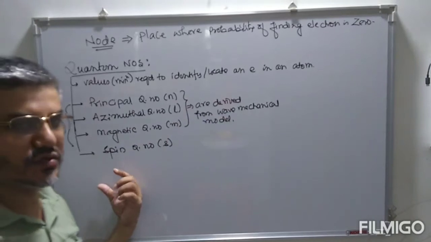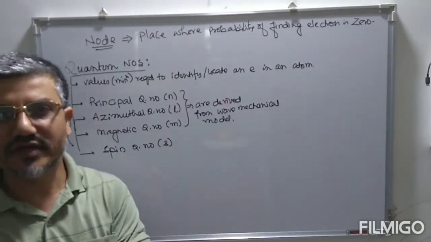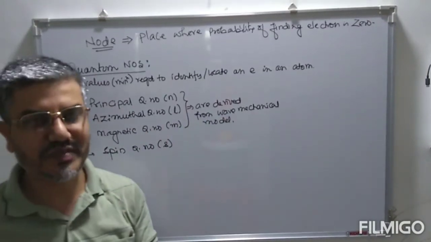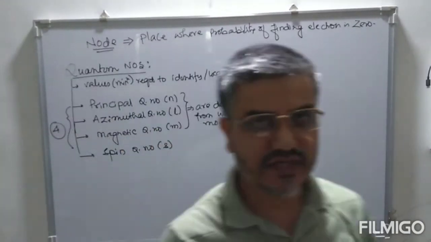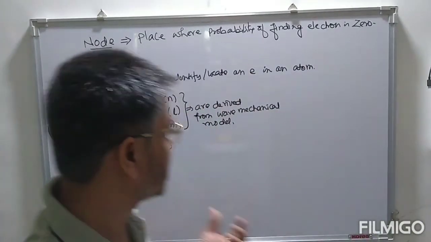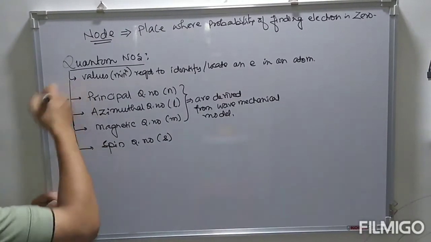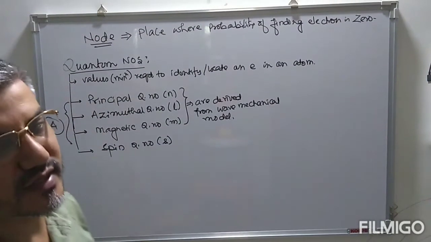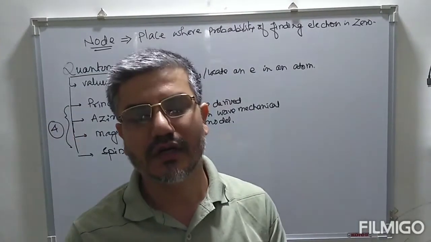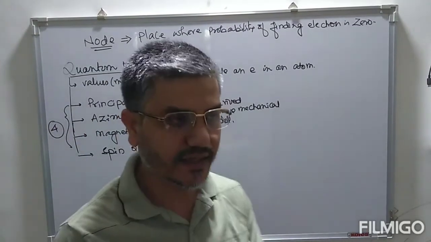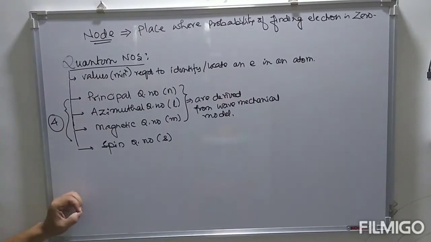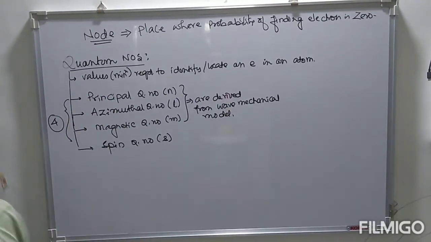Later on, this spin quantum number was used to identify the spin of electron, because electrons were found to spin either in positive direction or in negative direction. To account for this, the 4th quantum number, that is spin quantum number, was introduced. So these 4 quantum numbers are required to define an electron, to pinpoint a particular electron in an atom. So this is what we call quantum number. So we'll take up one by one.